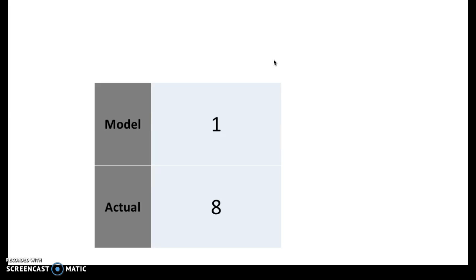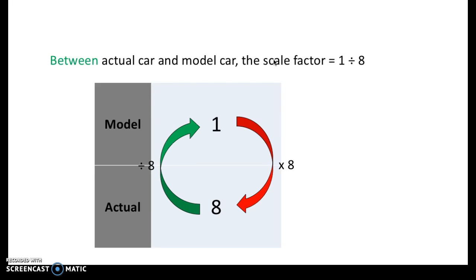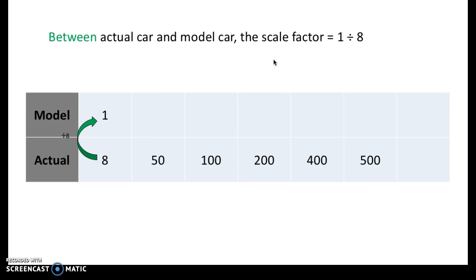So let's put that in a table and look at the scale factor. Depending on the direction of the arrow, we would have a multiplication or a division. So between actual and model car, going from the bottom to the top, the scale factor is 1/8. So if we extend that example, but first look at the scale factor of 1/8.